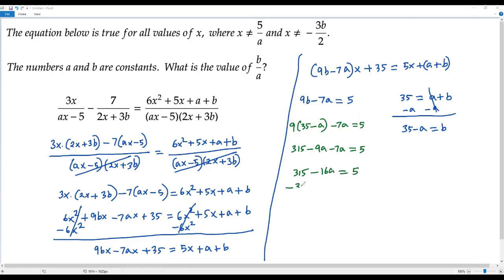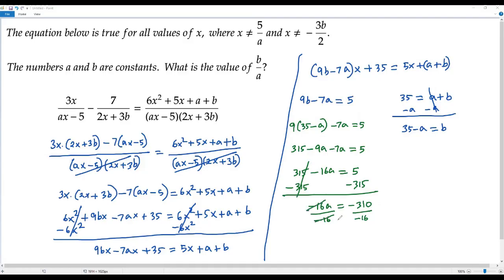Let me subtract 315 from both sides of this equation. Then the positive value and negative value will cancel out. I am getting negative 16a equals negative 310 on the right side. Now let me divide both sides of this equation by negative 16.